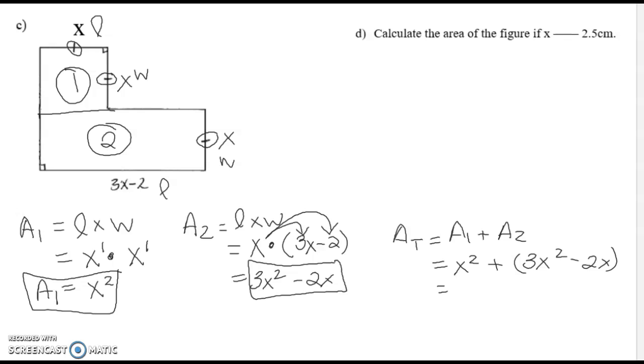So now we can rewrite this without the bracket, because if there's nothing in front, it's just a 1. So multiplying anything by 1 is not going to change it. So you're just left with x squared plus 3x squared minus 2x. And then we'll collect our like terms. So we have x squared plus 3x squared gives us 4x squared. And then we just have minus 2x. So that is the area total.